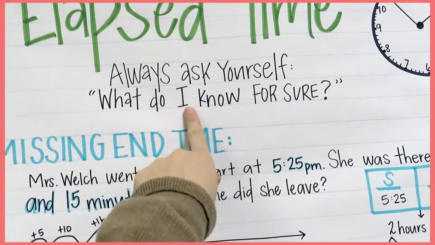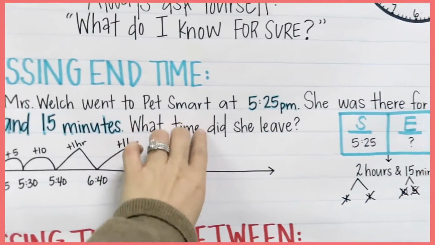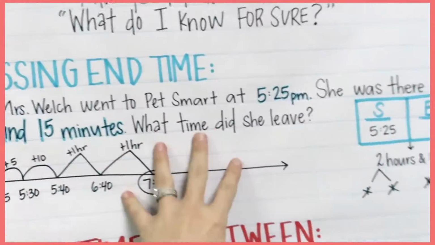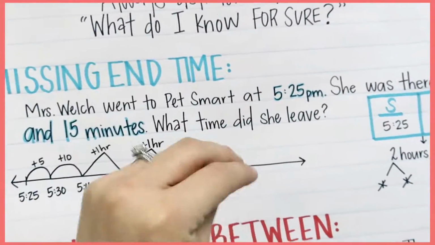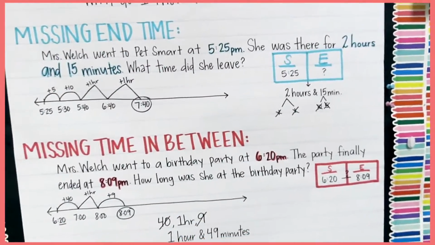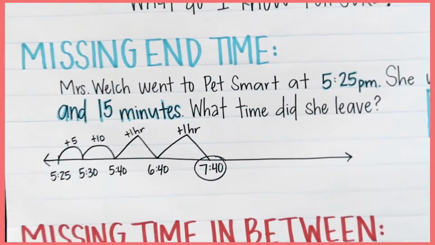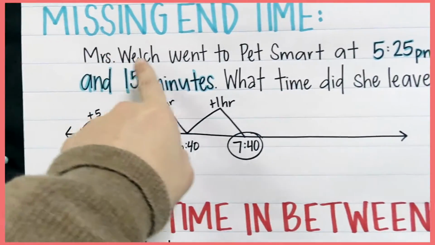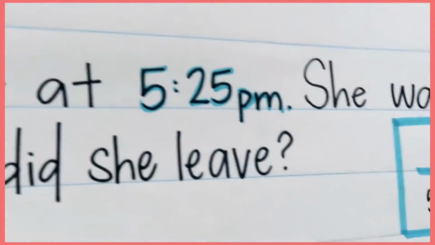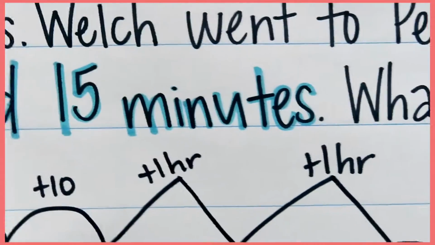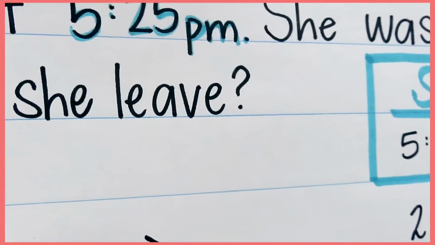I always ask my kids when they read an elapsed time problem, what do I know for sure? Based off of what they read, what can you tell that you most definitely know so that you can then work out the problem, okay? So one way that we teach it is by missing end time. So for instance, Miss Welch went to PetSmart at 5:25 p.m. She was there for 2 hours and 15 minutes. What time did she leave?